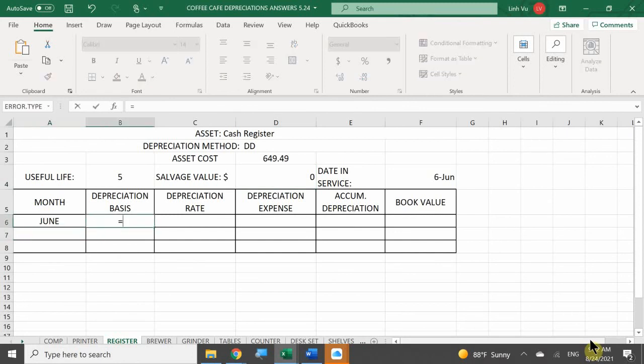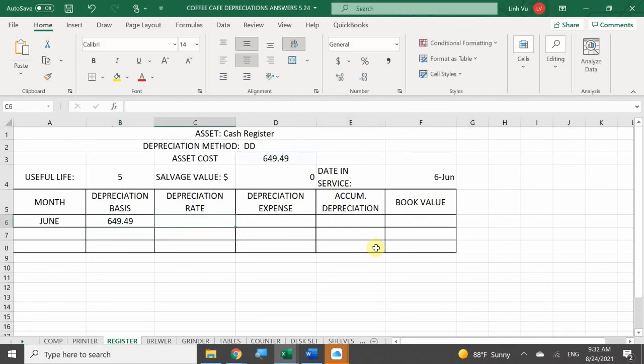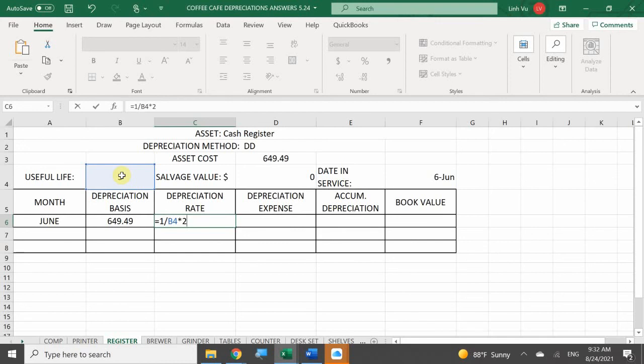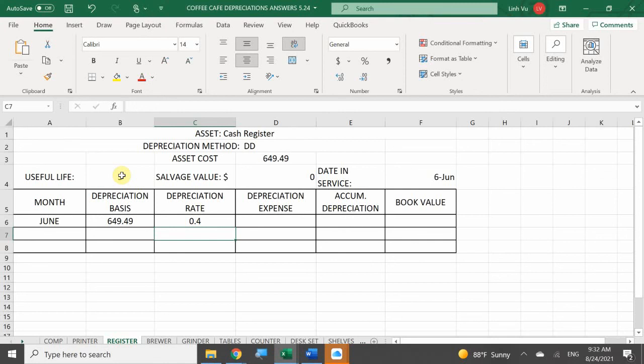What's my depreciation basis going to be? The 649.49. What's my depreciation rate going to be? 0.4, right? 1 divided by 5 times 2, because 1/5 of a year gives you 20%, times 2 is going to give you 40%. And then what is going to be my depreciation expense for the month of June?